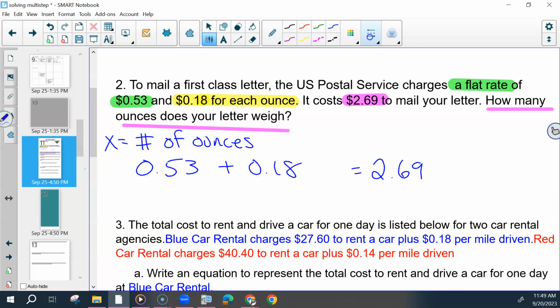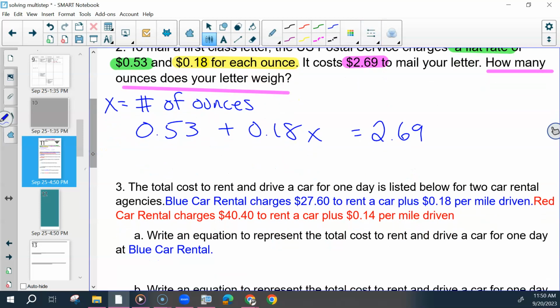How you put them in does not really matter. And then because this is for each, the variable is going to go with that. So now we have our equation. We have just translated this word problem into an equation. And now we can solve the equation. How would we do that?